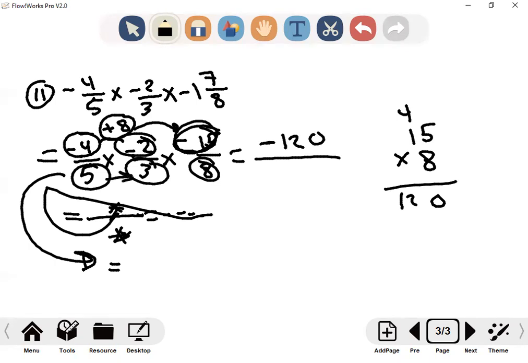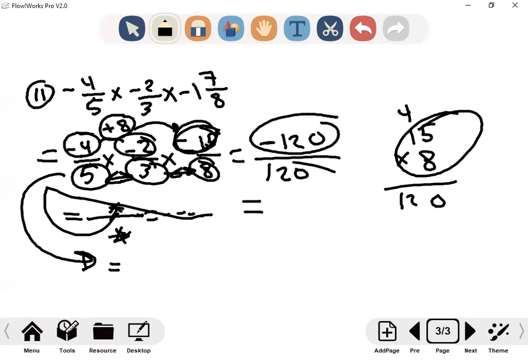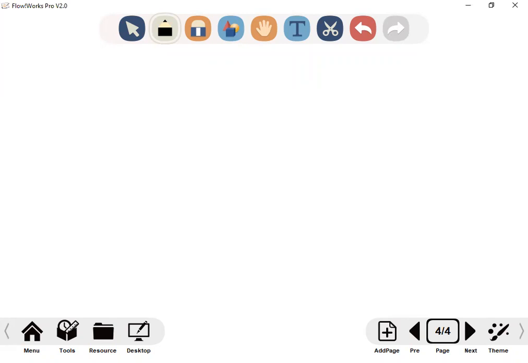Okay, 5 multiply 3 is 15. 15 multiply 8, yeah, 120. Right? Yes. Now we have negative 120 divided by positive 120. What's the answer? Positive or negative? Negative. Negative what? Negative 1. Else? Okay. Which one? Example 2, I said yesterday. If you don't understand it, tell me tomorrow.